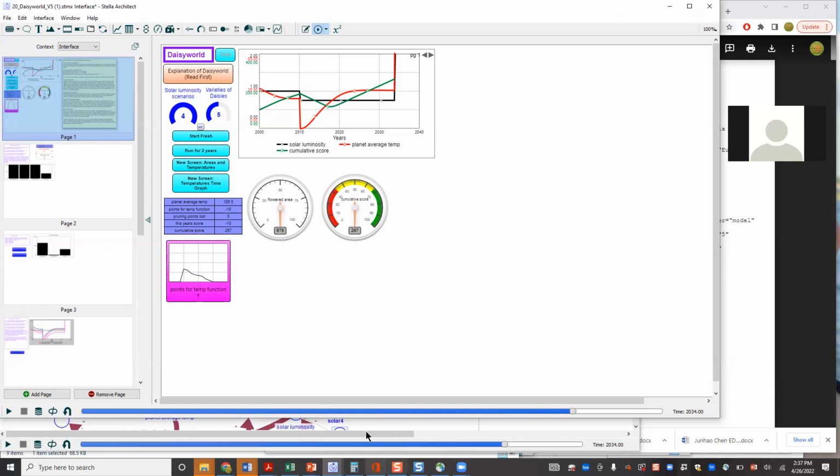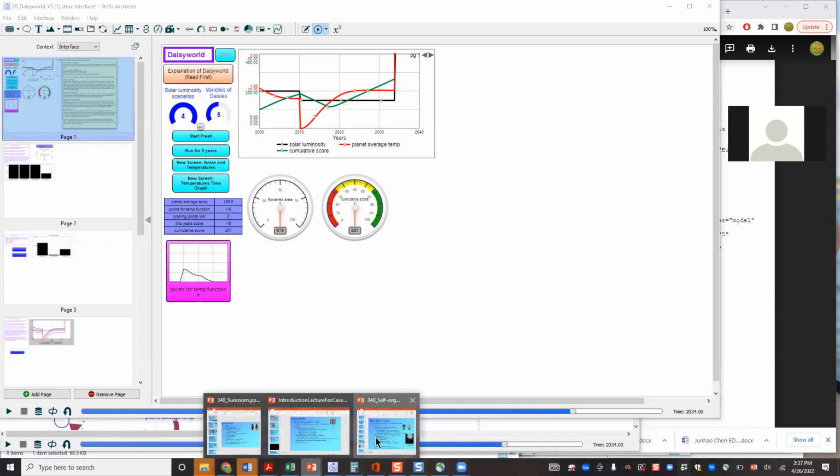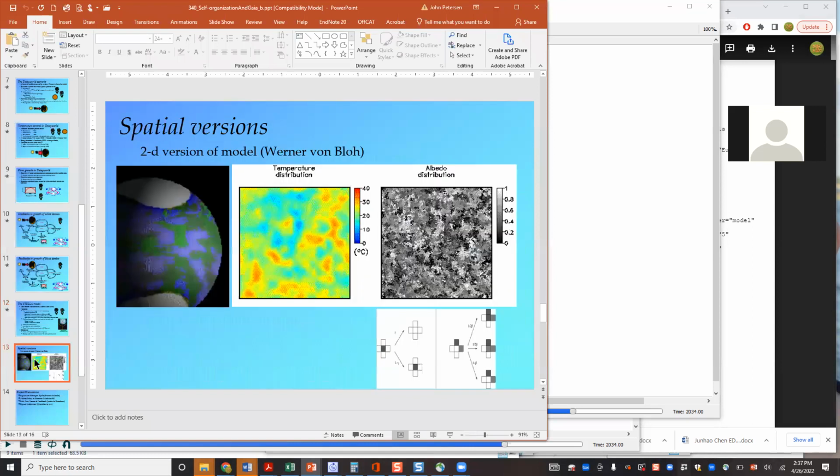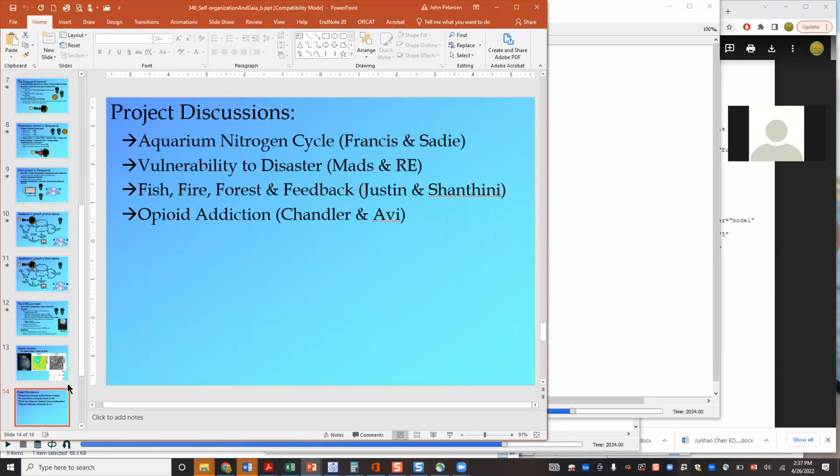Unless anyone has anything to say about this. Was there anything else I wanted to say about this model? Let me just do a quick double check. No, just to say people did sort of a two-dimensional version of this model, DaisyWorld 2, as an expansion of that. But really, I just want to talk with the groups right now.